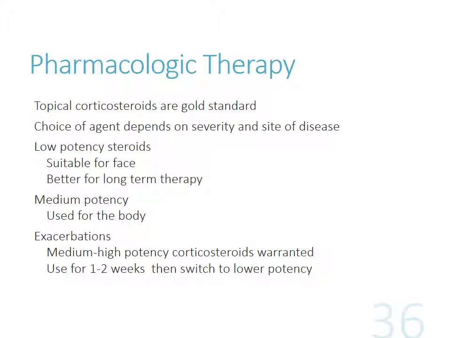For the large portion of the body, you can use the medium potency steroids. And then for some more significant exacerbations, you may potentially use medium to high potency corticosteroids, say a medium at a higher concentration or a high potency steroid. Typically for these exacerbations you'll use a higher potency steroid for, say, 1 to 2 weeks to deal with that inflammation, and then you can switch back over to a lower potency steroid.